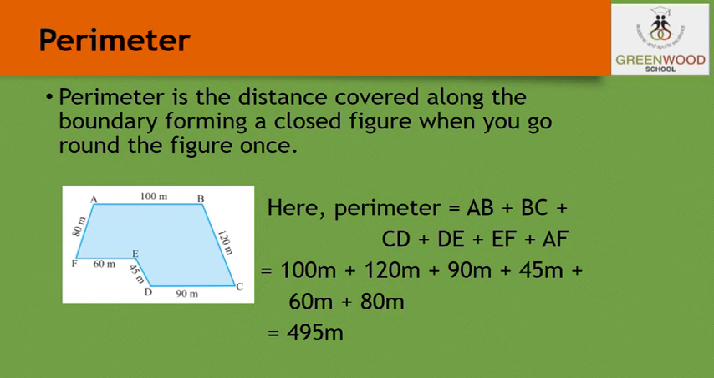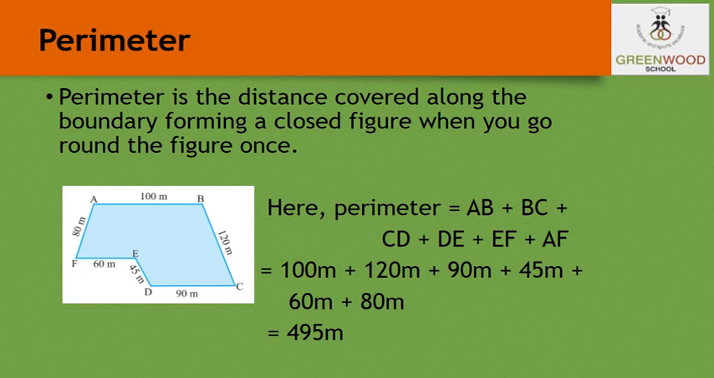What is perimeter? Perimeter is the distance covered along the boundary forming a closed figure when you go round the figure once. Let us understand that by taking an example. Here we have A, B, C, D, E, F in the figure and we have the specific length of each side. If we are supposed to find the perimeter of A, B, C, D, E, F, then we will add up all the sides. We will find the sum of the length of all the boundaries. So the perimeter will be equal to AB plus BC plus CD plus DE plus EF plus AF.